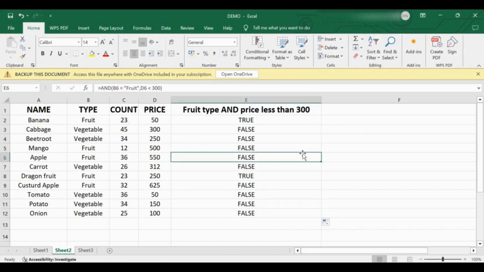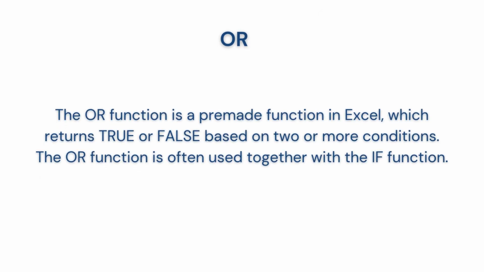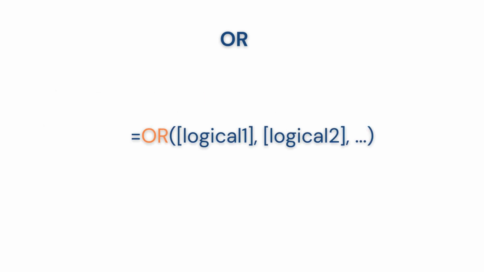Now fill the same equation downwards using the fill function. It displays the result. Next we have the OR function. The OR function returns true or false based on two or more conditions, and it is often used together with the IF function. And the syntax for that is equals to OR of logical 1, comma logical 2 and more. Again logical refers to condition.